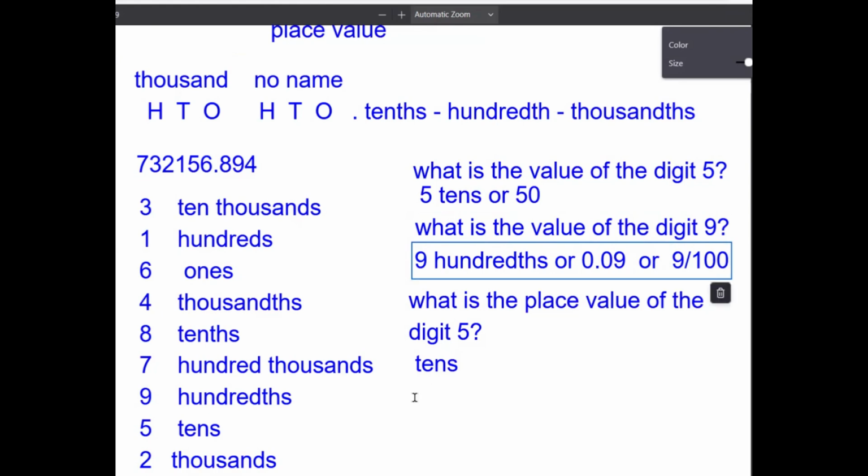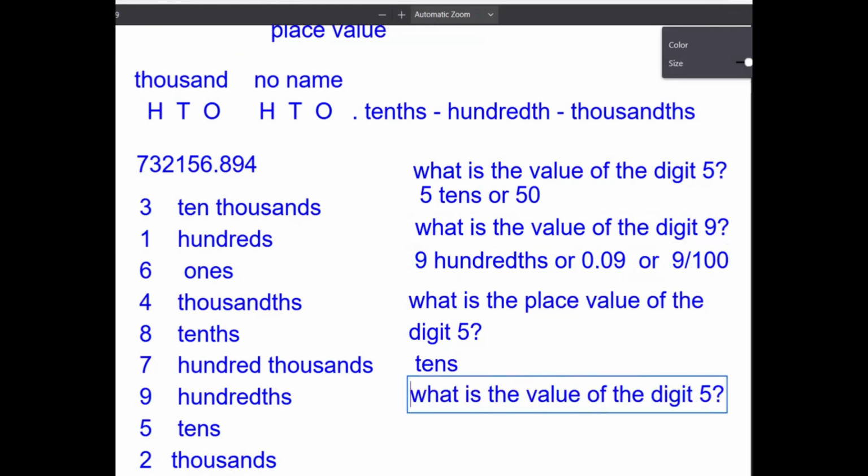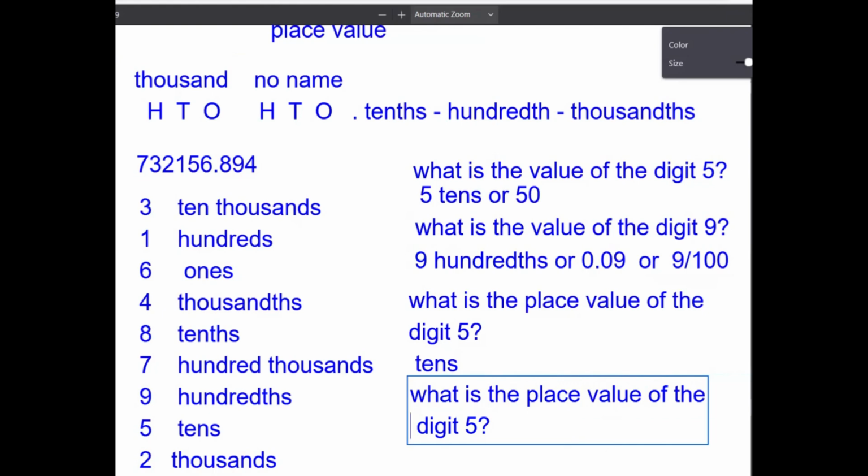And if the same question about the 9, but instead of value, I ask the place value of the digit 9, your answer should be just what? Hundredths. And that's it.